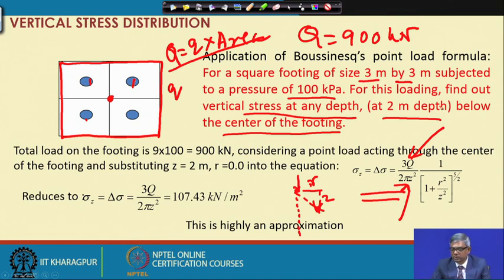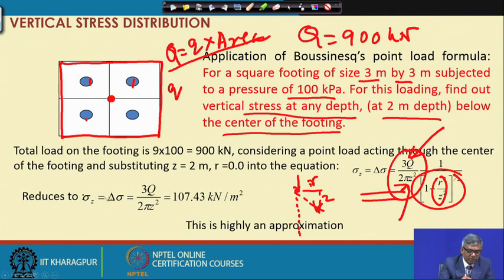With this 900 kilonewton load, which I can assume as Q, z is as mentioned 2 meter below the foundation, and another thing mentioned is that I have to find out the stress just vertically below the center of the footing. Center of the footing means here, and if I imagine the entire 900 kilonewton load is acting through this center, then if I put r equal to 0, r by z becomes 0, and then 1 plus 0 to the power 5 by 2 becomes ultimately 1. So the ultimate equation left here is 3Q by 2 pi z square.